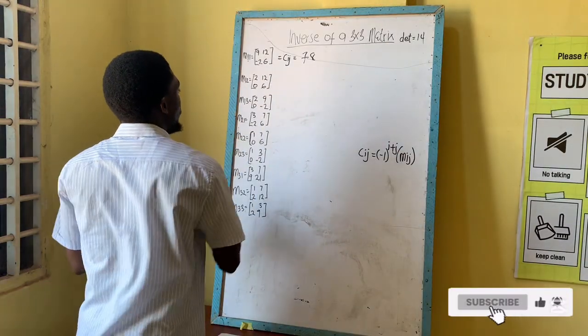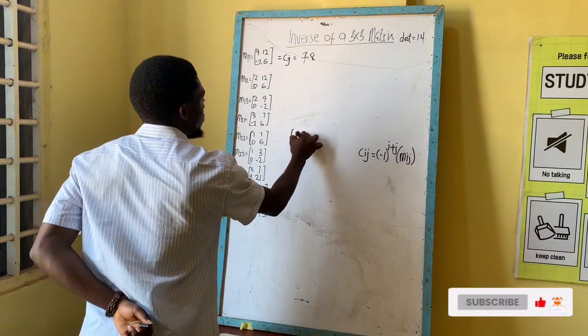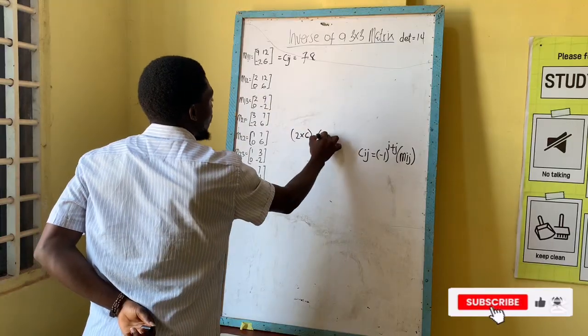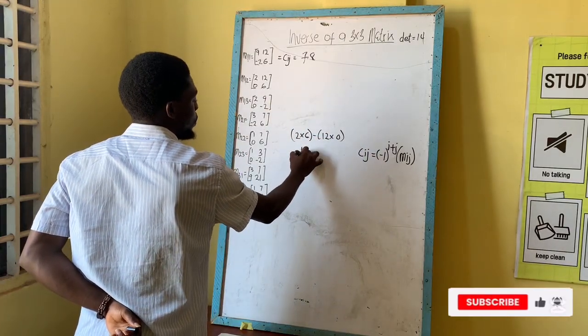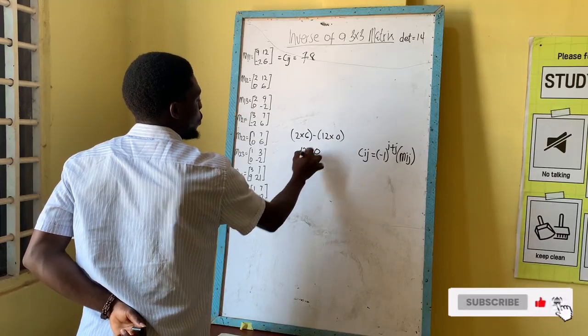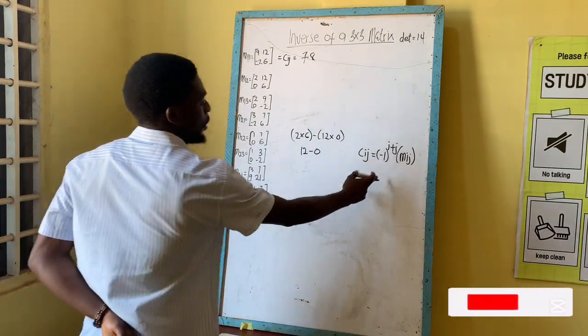So we have 2 multiplied by 6 as our determinant. Then 12 multiplied by 0. So we have here to be 12. 2 times 6 will give us 12. This gives us 0. So we have our determinant to be 12. Now we insert it here.